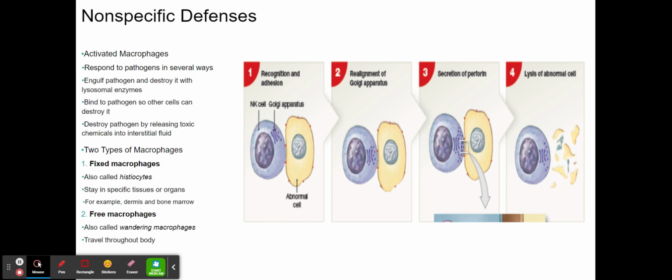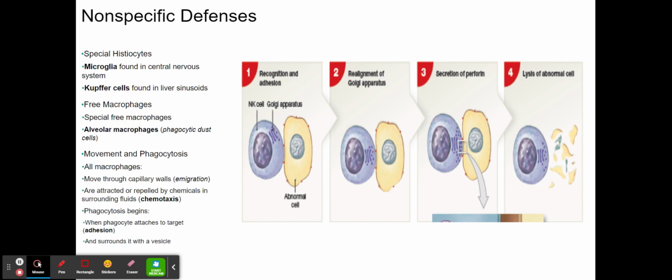Microglia are macrophages in the central nervous system, and the Kupffer cells are macrophages located in and around the liver sinusoids. Free macrophages, or wandering macrophages, travel throughout the body. They arrive at the site of an injury by migrating through adjacent tissues or by leaving the circulating blood. Some tissues contain free macrophages. For example, alveolar macrophages, also known as phagocytic dust cells, monitor the exchange surfaces of the lungs for respiratory pathogens. Free macrophages and fixed macrophages function in similar ways.